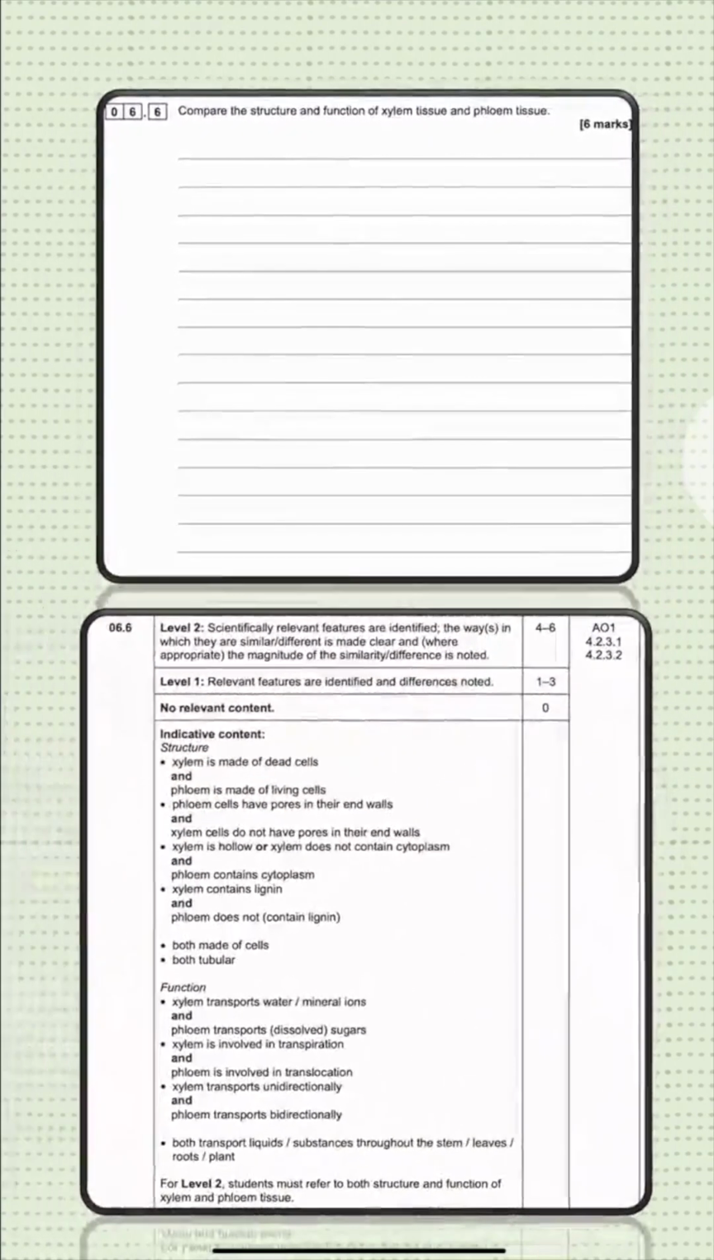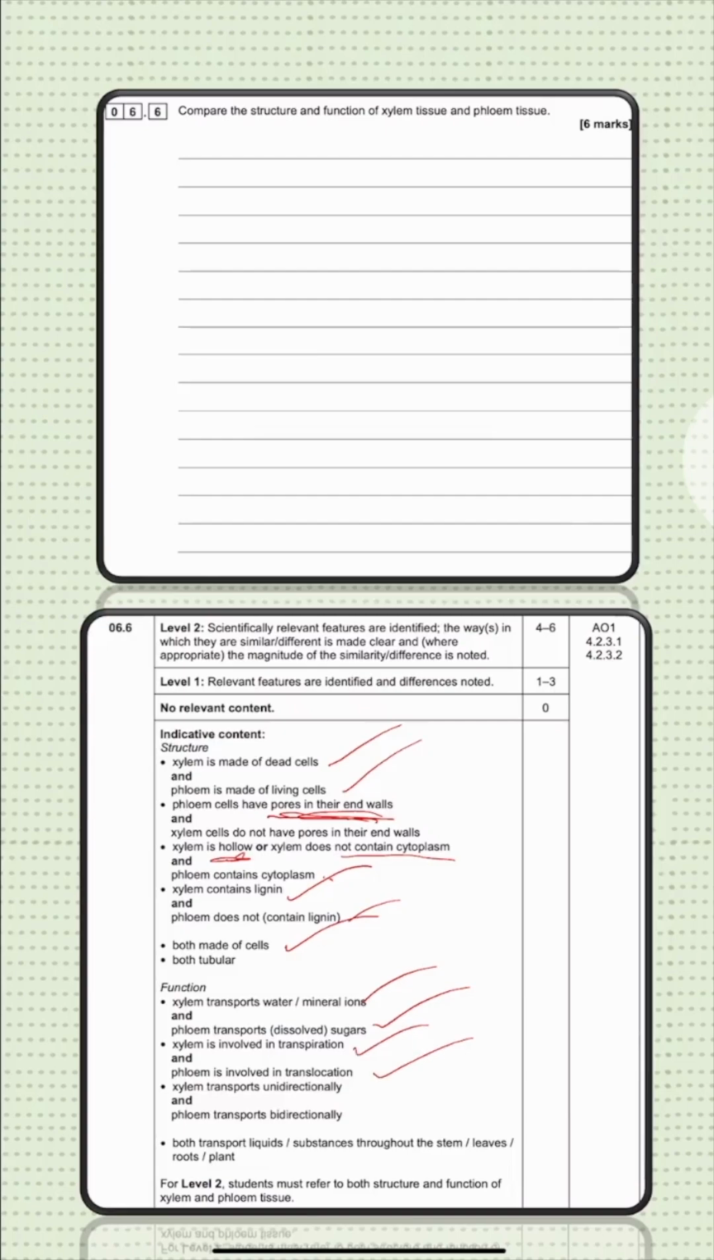So let's see what the mark scheme says. Xylem's made up of dead cells, phloem living cells, yes. Another thing we could have mentioned, phloem have pores in their end walls, but xylem doesn't have end walls, they're hollow. Phloem contains cytoplasm, xylem does not contain cytoplasm, because it's a dead cell, it doesn't have anything in it. Xylem contains lignin, we've said that, phloem does not. They're both made up of cells, yes. Xylem transports water, phloem transports sugars, so you don't have to say glucose, you can just say sugars, that's fine to get your mark. Xylem is in transpiration, phloem translocation. Xylem transports unidirectionally, that's one direction, phloem two directions. They both transport substances. Perfect, we've covered most of them, so we get the 6 marks.